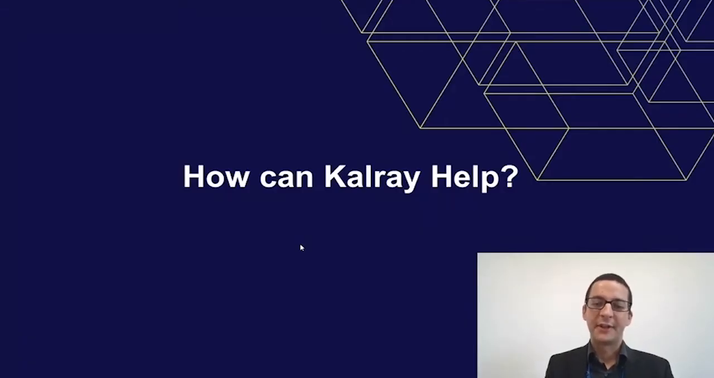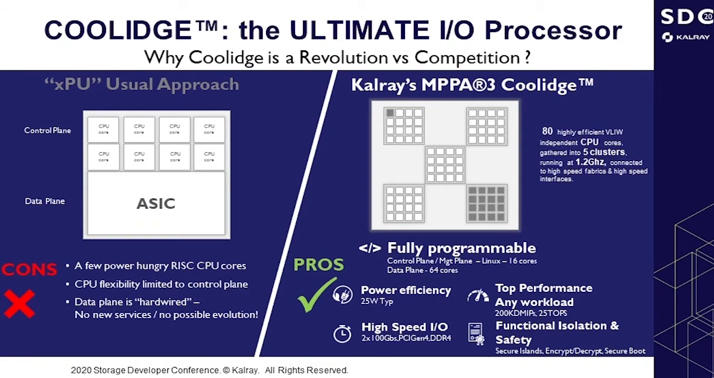So how can Kalray help with this project? Let's speak about our last processor named Coolidge. Coolidge, compared to the traditional CPU and GPU approach, is a fully programmable processor. Its name is MPPA. We have a control plane and a data plane, which is based now on SPDK. And we target to be an open platform before the end of year, so our partners can contribute to the code base, and the code base can grow in the near future.